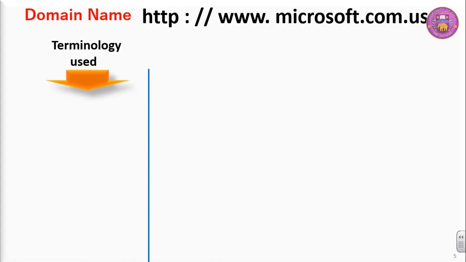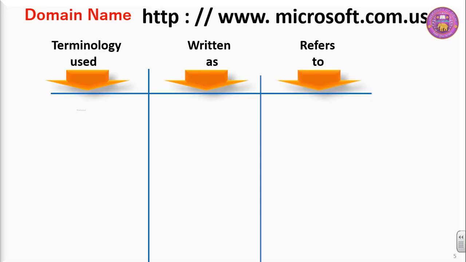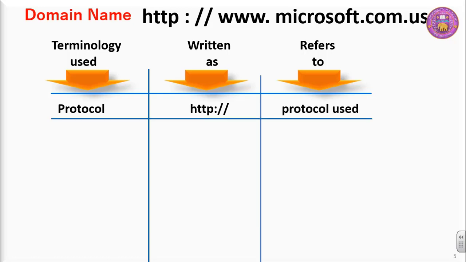In this particular address, we have used some terminology which is written as, and it refers to protocol. Protocol is written as http://. It means these are the set of rules which the computer is going to follow. This is the protocol used in the transmission of information from one computer to another computer.